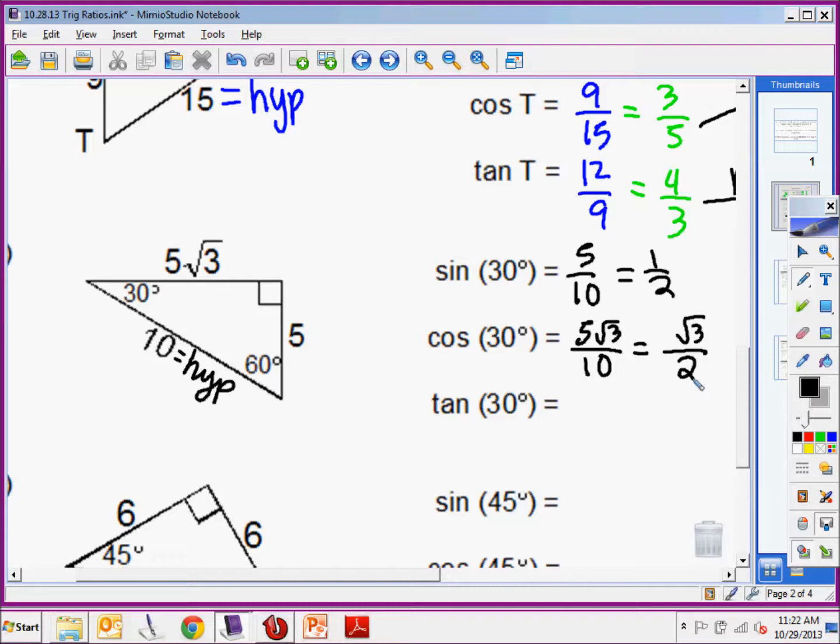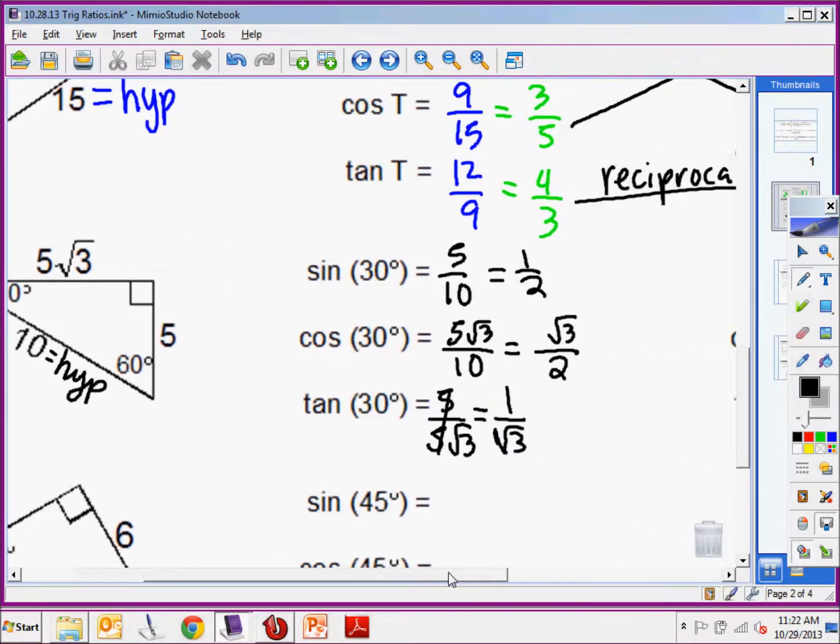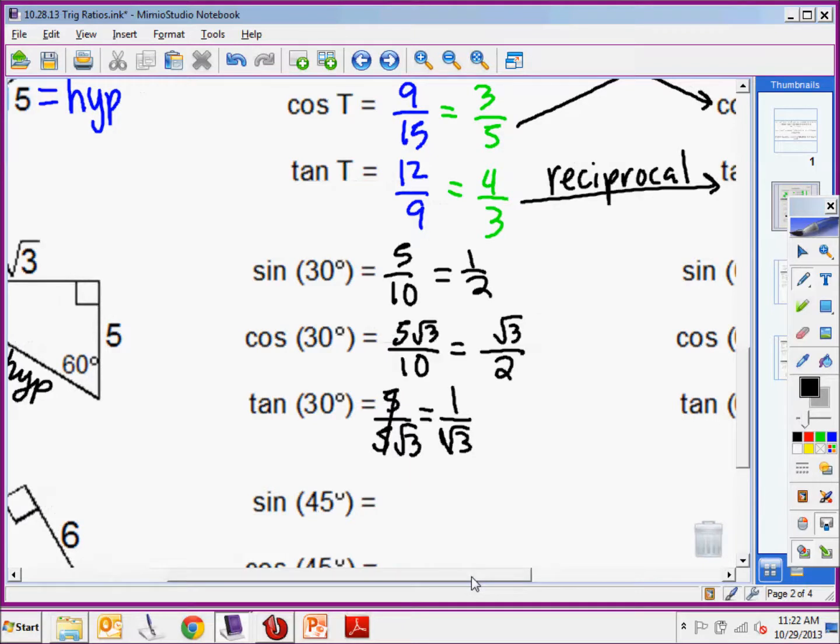Alright. Tan of 30 is opposite over adjacent, which is 5 over 5 square root of 3. The 5s cancel out, leaving 1 over square root of 3. Are we allowed to have a square root in the denominator? No. What do I do to get rid of it? Rationalize. I multiply by square root of 3 over square root of 3, and I'm left with square root of 3 over 3.